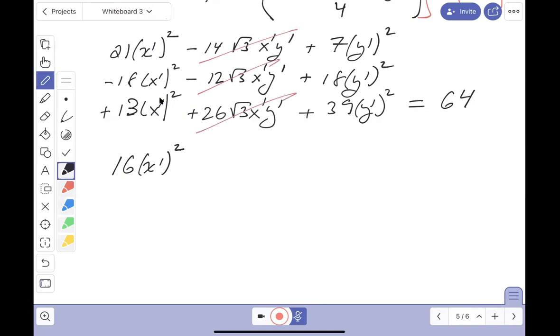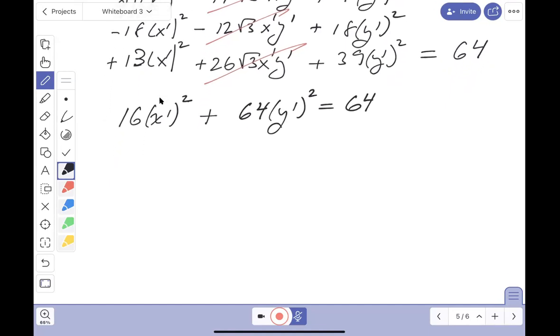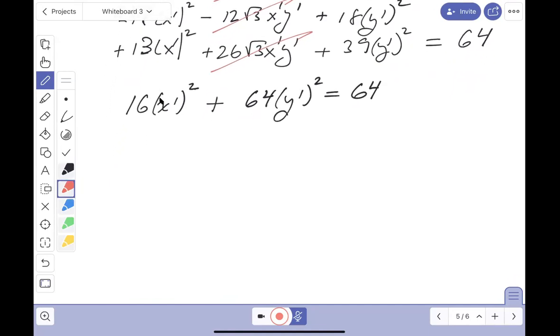What do you get? Plus, well, it's going to be tougher, isn't it? 7, 18 is 25, 55, 55 and 9 is 64. These numbers are really working out quite nice, aren't they? All right, let's do what we have to do now. I'm starting to recognize it. I'm going to divide both sides by 64.